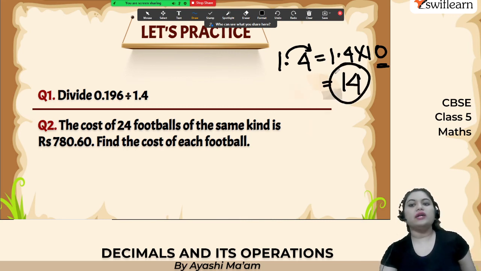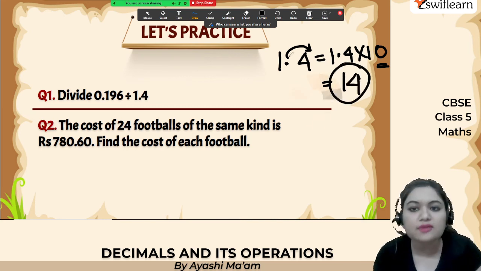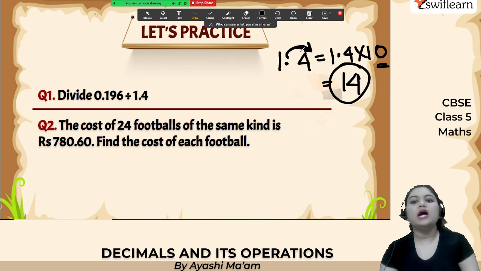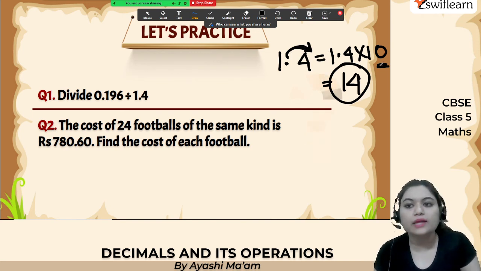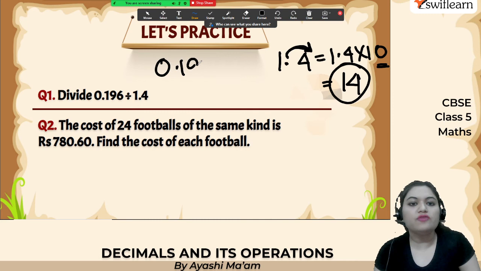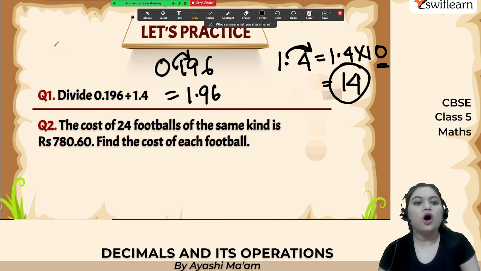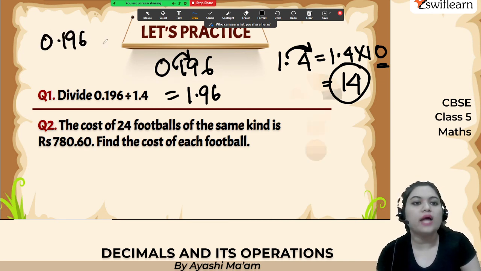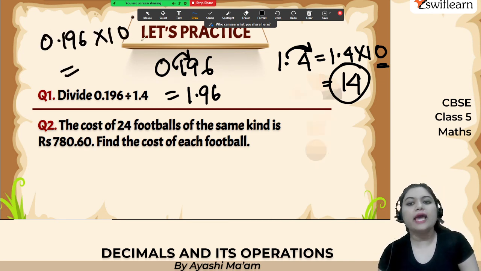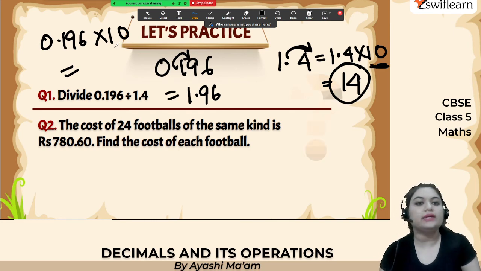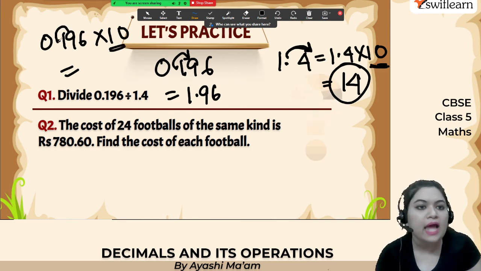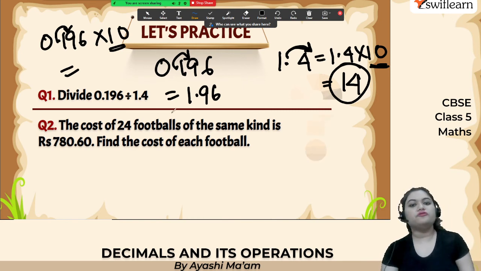14. So now our divisor has become 14, and because in the divisor we shifted the decimal point towards the right by one place or multiplied by 10, the same thing we are going to do in the dividend also. So shift this decimal by 1 point, so it will become 1.96, right? Even if you think like this, because here also we multiplied by 10, here also we are multiplying by 10, and this point is shifting, and we are getting the answer as 1.96.